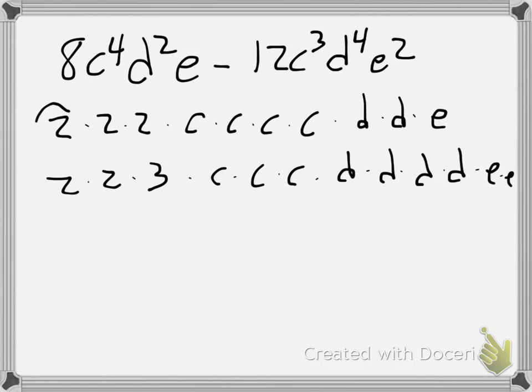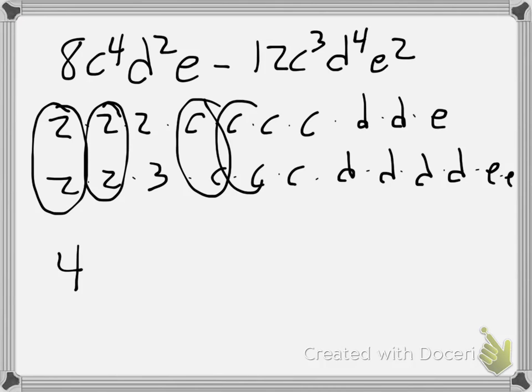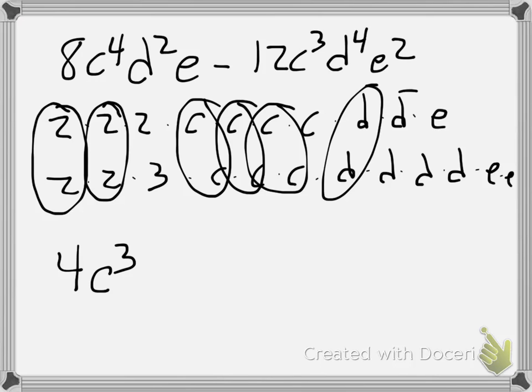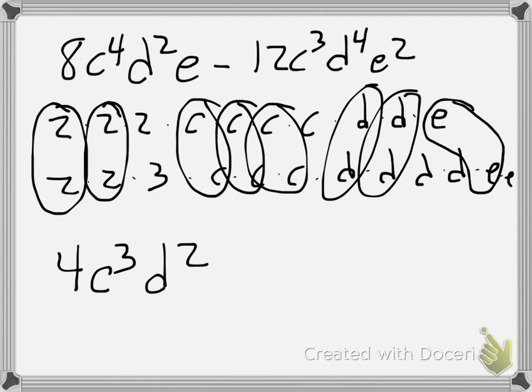So now we look at what we have in common. We have a 2 in common and another 2 in common. So 2 times 2 is going to be 4. And then we share 1 c, 2 c's, 3 c's, so c cubed. Then we have 2 d's, so d squared, and then 1 e for e. So our greatest common factor would be 4c cubed d squared e.